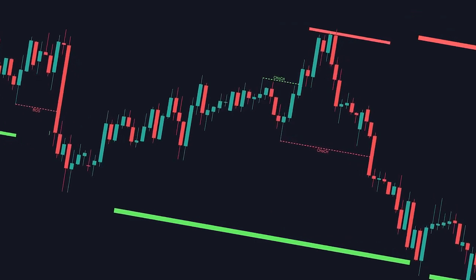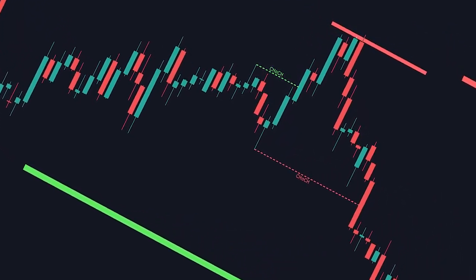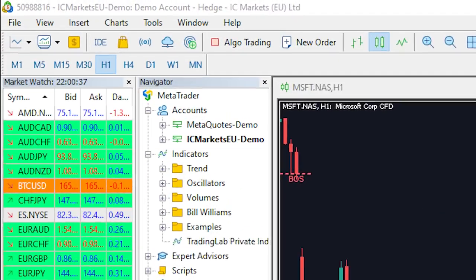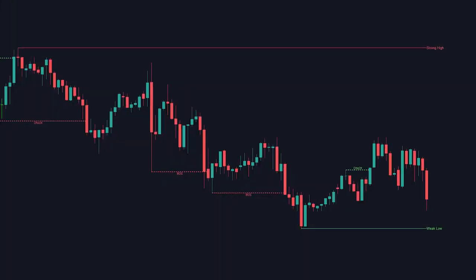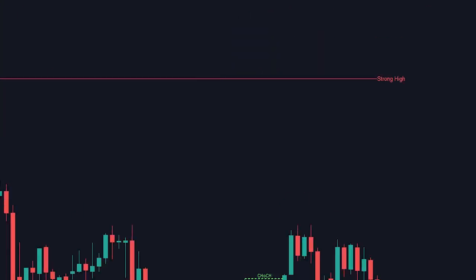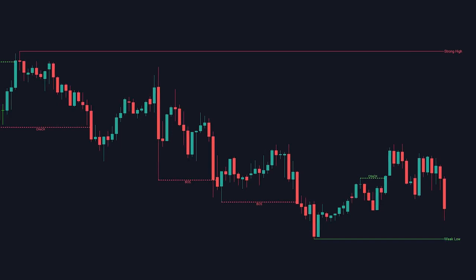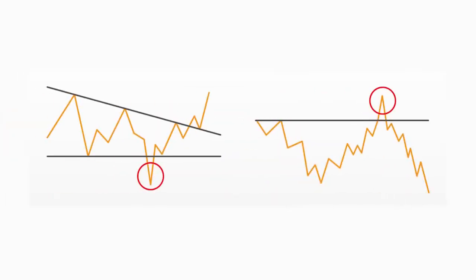Alright, let's get back to the video and go over some live trades for this strategy. Make sure you're on a higher time frame, like the 1 hour. One of the key things to look at are these low and high lines. These are the lines price needs to break and do a liquidity grab at, like I was talking about before.